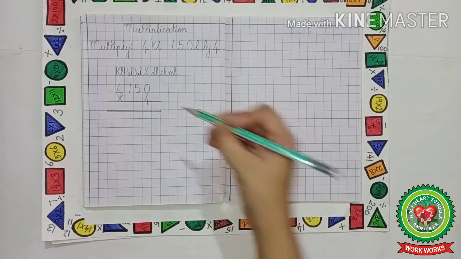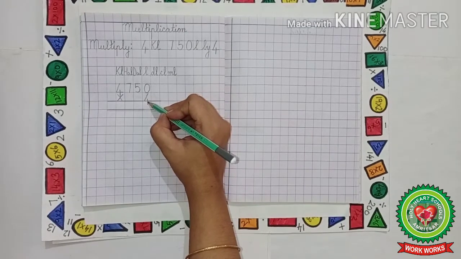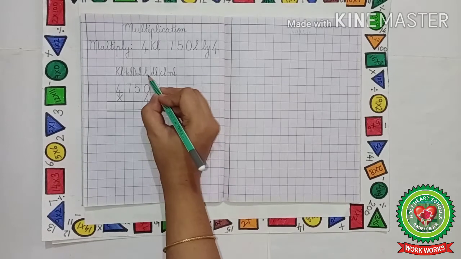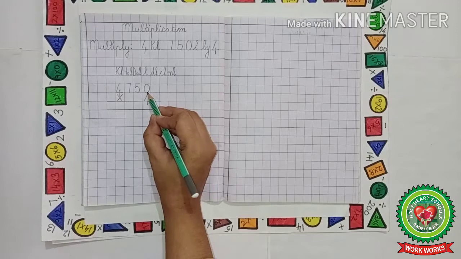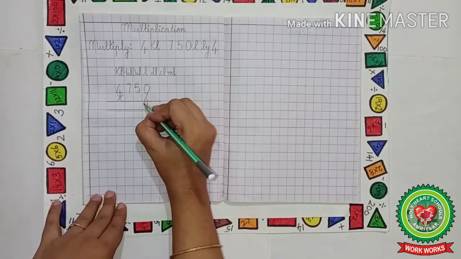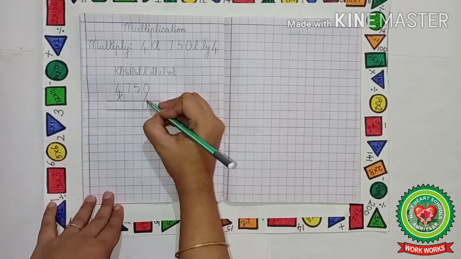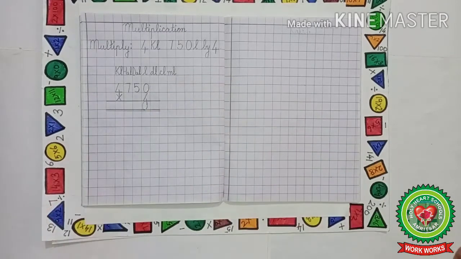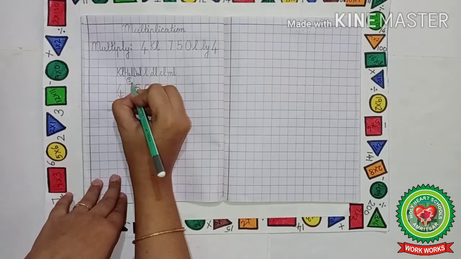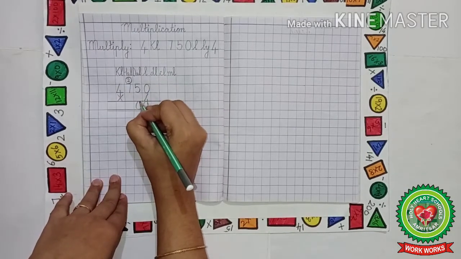Kids, since we have to multiply by 4, we must know the table of 4. So let us start multiplying from the right hand side from the liters place. 4 zeros are 0. Anything multiplied by 0 is always 0. Next, 4 fives are. Let us pick the table of 4. 4 ones are 4, 4 twos are 8, 4 threes are 12, 4 fours are 16, 4 fives are 20. So 2 we will write up as carry and 0 down.